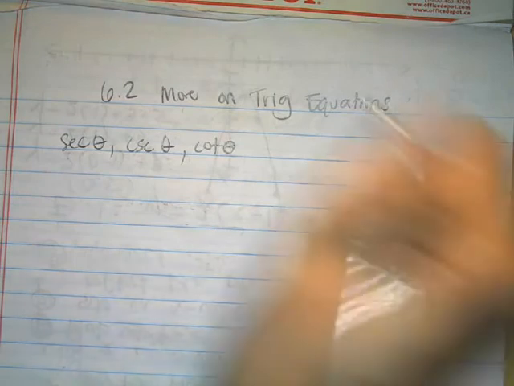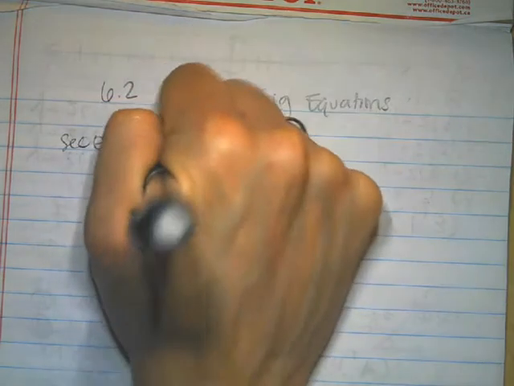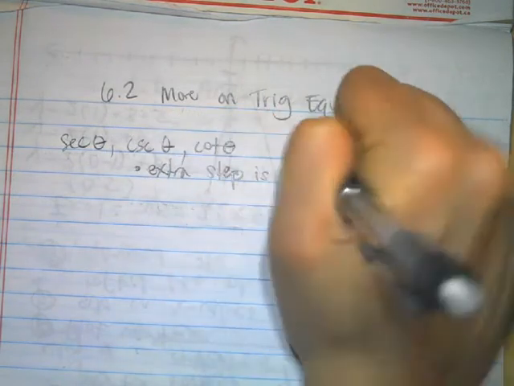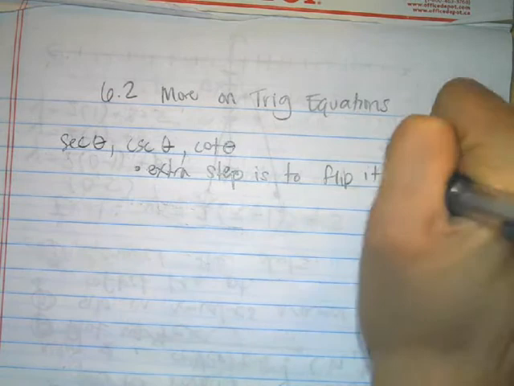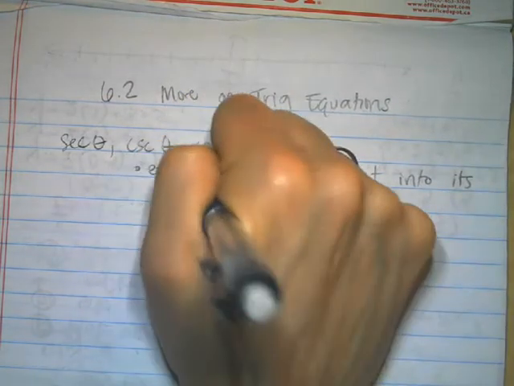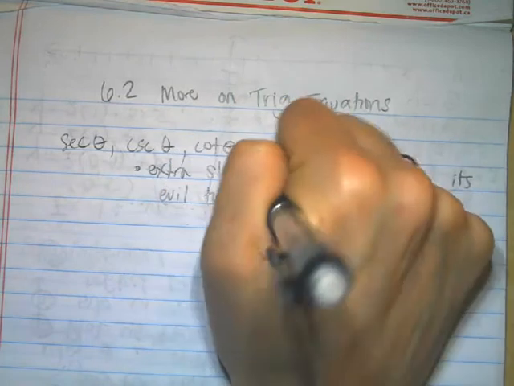Basically, you do the same thing as you did before. There's only one extra step. The extra step is to flip it into its evil twin before you find it on the chart.